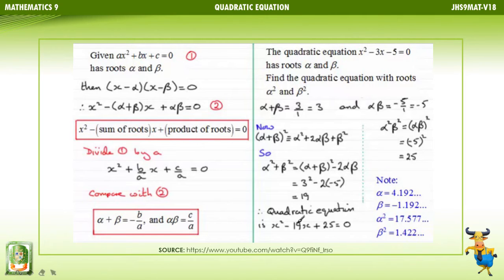And I leave it up to you to check by using the quadratic formula what the roots of this quadratic equation are. You should find you get 17.577 and so on, and 1.422 and so on, which turn out to be the squares of these two values, respectively, alpha and beta.